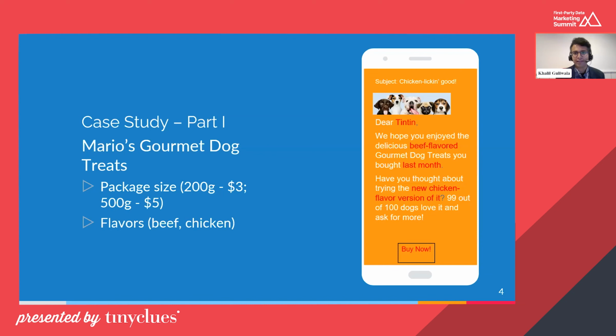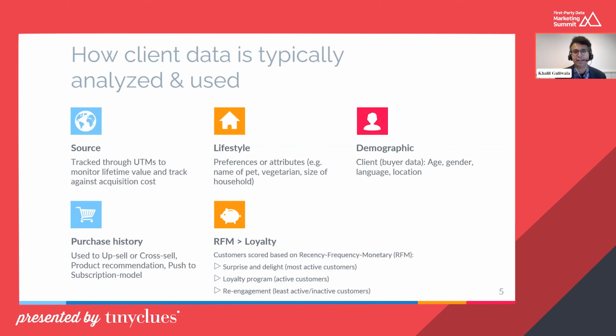Now, on the next slide, I'm going to walk you through a bit more detail of how this client data is typically analyzed and used. I'm just breaking out the current tactics, right? So at this stage, if the generic email was sort of cooking on a fire, now we have a stove. Top level, five things we're looking at.